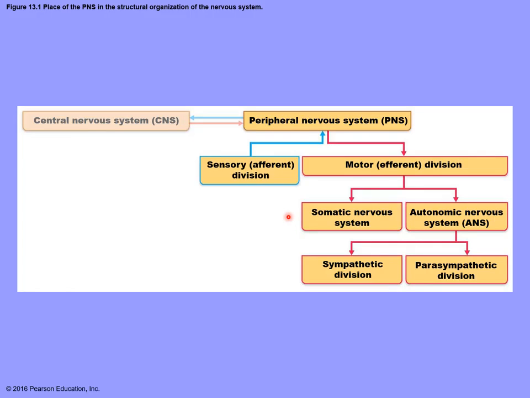The somatic nervous system refers to basically the response by the skeletal muscles. The autonomic nervous system, which is often abbreviated as ANS, as the name implies by autonomic, it is involuntary. And then that itself is now broken down into two smaller divisions, the sympathetic versus the parasympathetic.